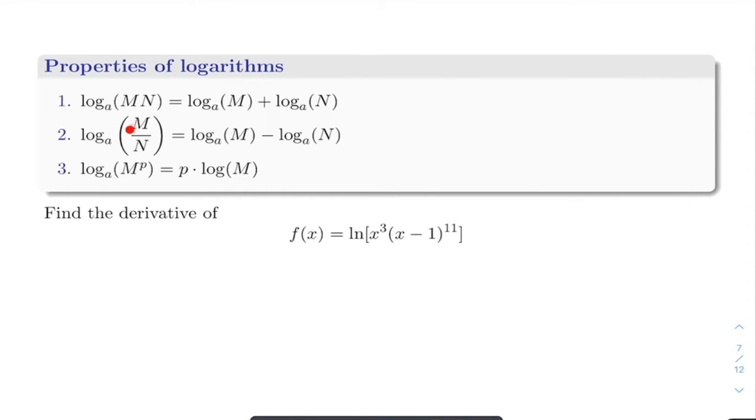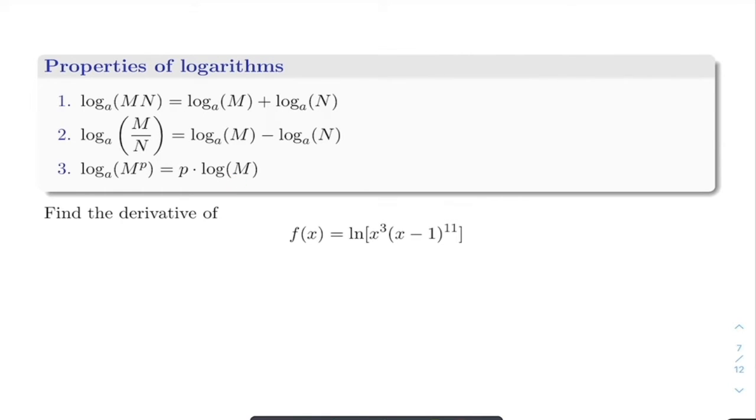Also, a logarithm converts a division, so m over n, into the subtraction of logarithms. So if we have the logarithm of m over n, it is equal to the logarithm of m minus the logarithm of n. Finally, the third property is that if we have the logarithm of m to a certain power p, then we can take p outside. So the logarithm of m to the p is p times the logarithm of m.